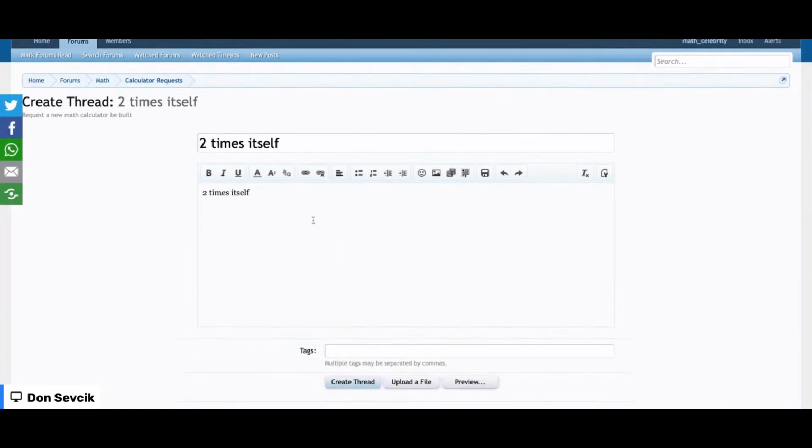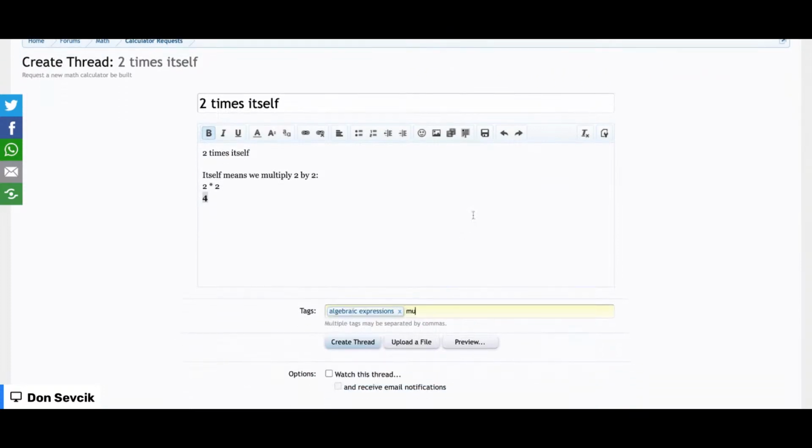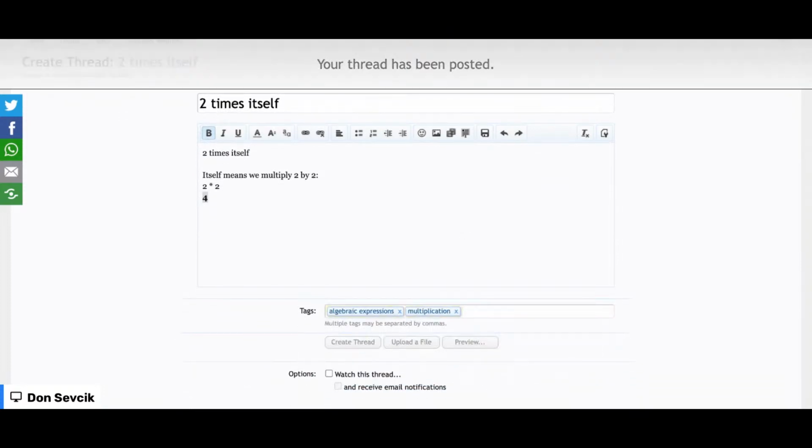2 times itself. That's the first problem that came in from students and parents yesterday that we couldn't automate. Itself means we multiply 2 by 2. 2 times 2, 4. That's it. And I'm going to classify this as an algebraic expression, even though the end result is a number.